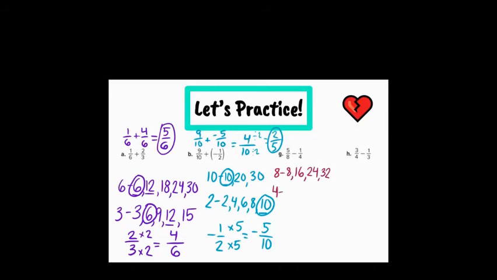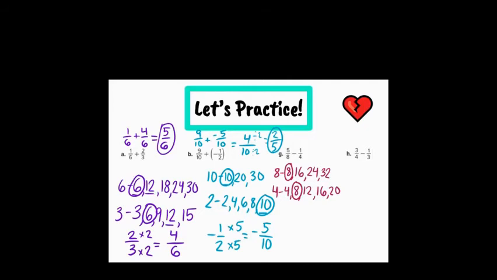4 times 1 is 4. 4 times 2 is 8. 4 times 3 is 12. 4 times 4 is 16. 4 times 5 is 20. Now we can go through and find the least common denominator. So the smallest number is 8. We need to make both denominators 8.